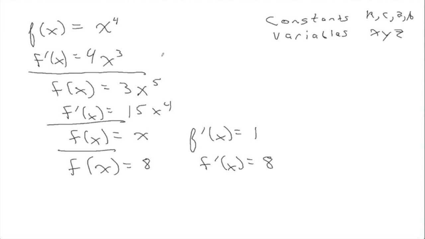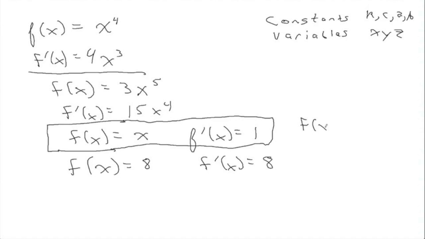Okay, so now, going back up to where we're figuring out the derivative, let's try this one. What's this derivative? This would be 6. That's right, 6.